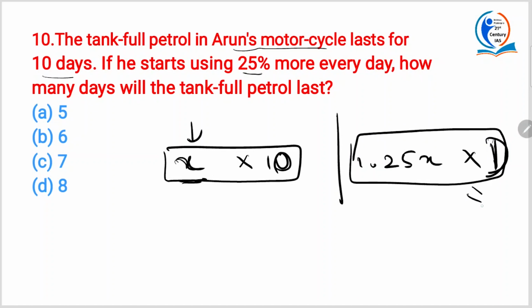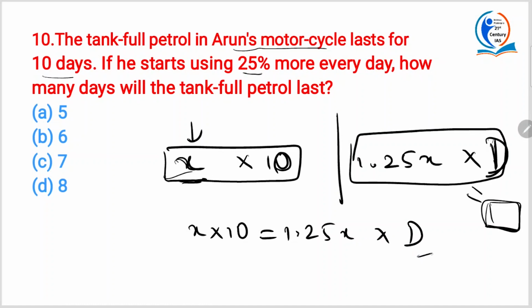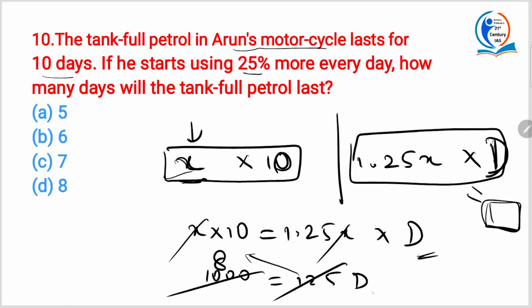This is the new equation, and this is also equal to full tank petrol. So we can equate it. So X into 10 is equal to 1.25x into D, where D is the new number of days. So X and X will get cancelled. Here two decimals, so you can multiply by 100. So this 100 will go here. It will become 1000 is equal to 125D. Now 8, so D is equal to 8. So the number of days when he is consuming 25% more petrol every day is 8.